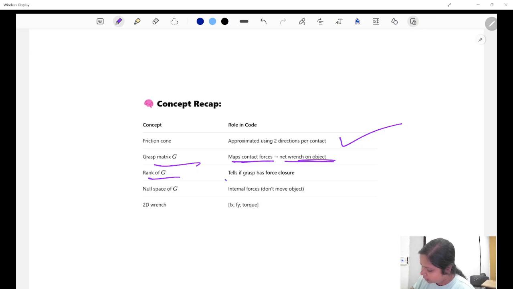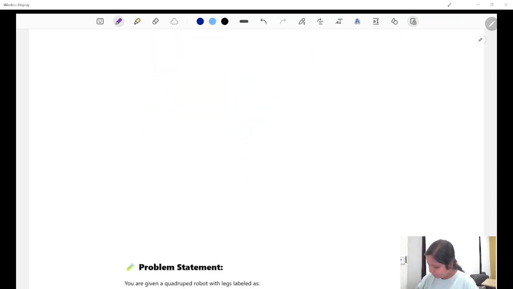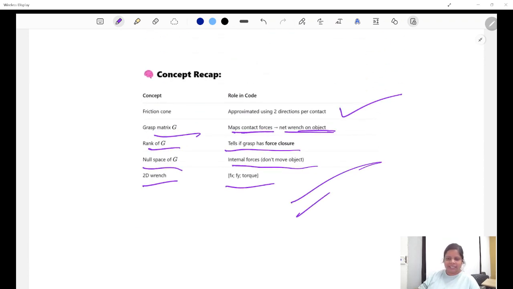Rank of G tells if the grasp has force closure. If we are able to reject any external wrenches, then the null space of G is basically dealing with the internal forces that do not move the object, and the 2D wrench is Fx, Fy and torque. All right, so we'll see this.